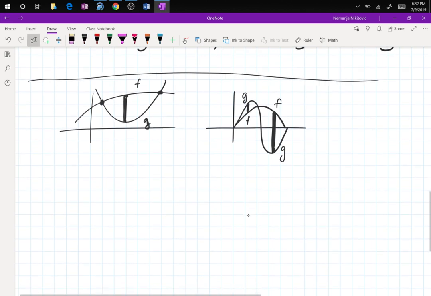Let's take a look at the shape like this. Let's say you go out 4 units and then 2 units. All right, there we go.